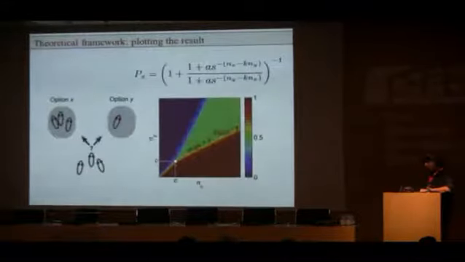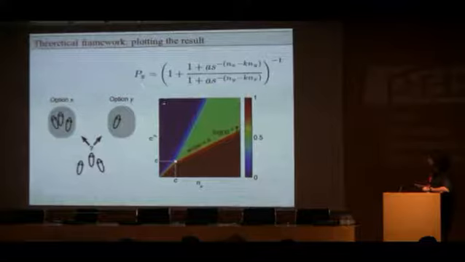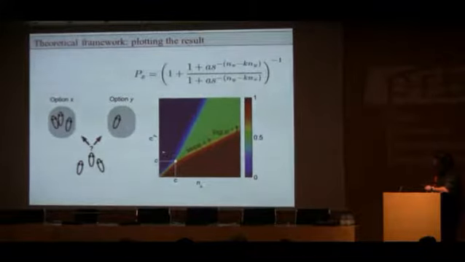But let's plot the function to see whether we can understand it. Let's just plot this probability of choosing X against the number of animals that have chosen Y and the number of animals that have chosen X. If you plot this function, you obtain this. Blue is low values and red is high values. So let's get some intuition.